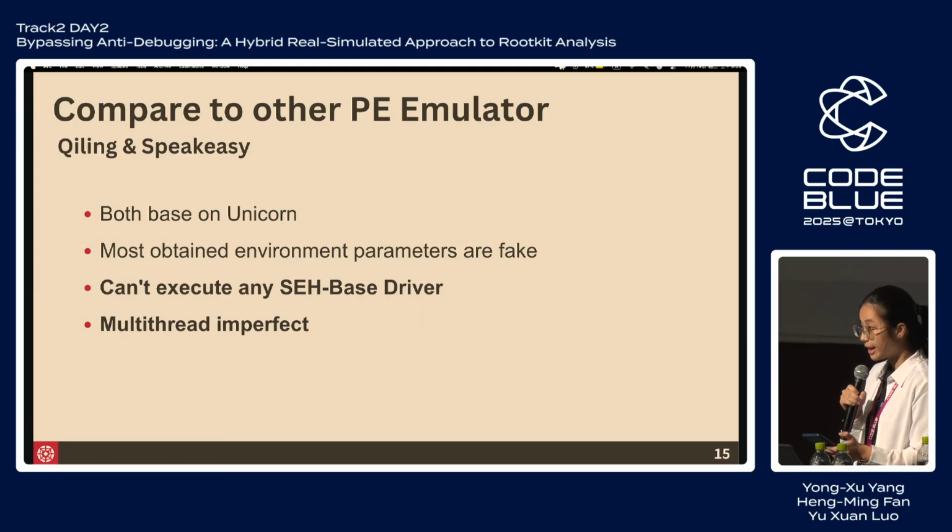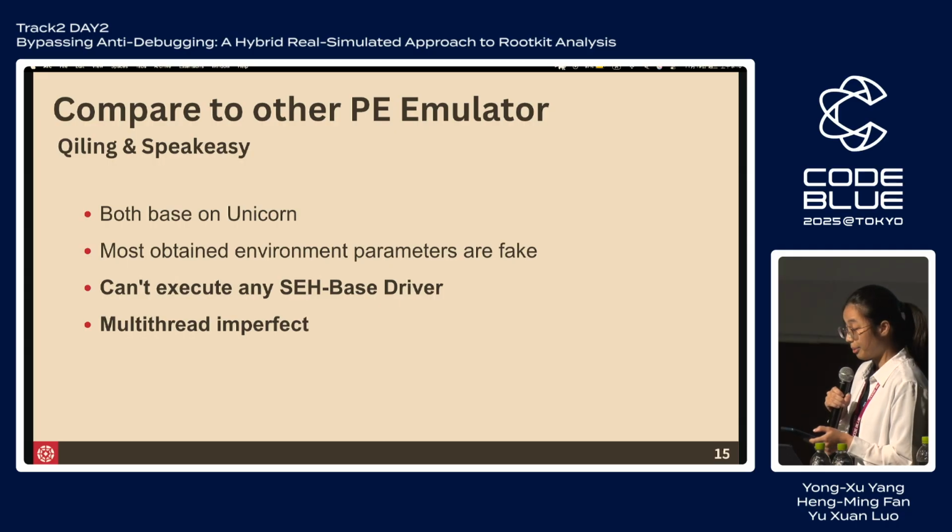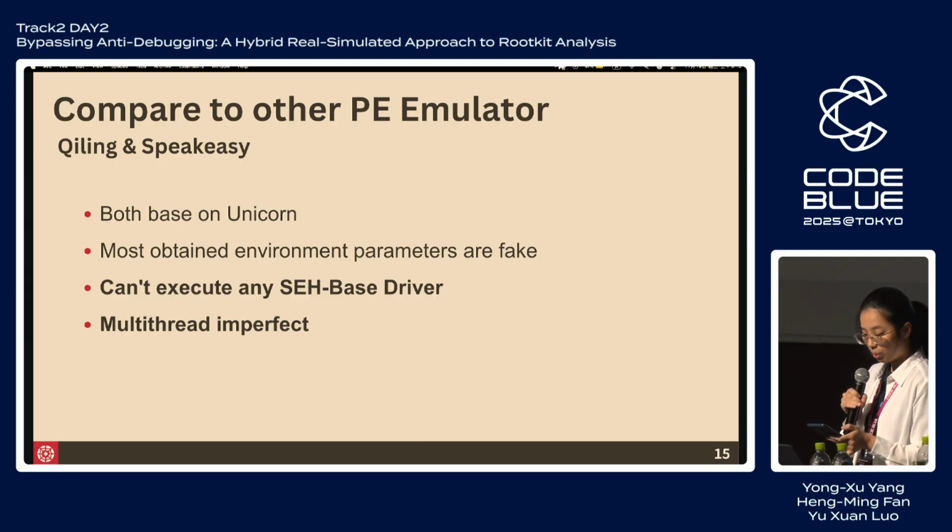Comparing SpeakEasy and Qiling, we can find that, firstly, both of them are based on Unicorn. Secondly, both of them rely on simulated environmental parameters, which are often fabricated. Thirdly, both of them fail to support structured exception handling-based drivers. Lastly, both of them lack the capability of multithreading. Here, there are two keywords: structured exception handling and multithreading. Before discussing the last PE emulator, I need to explain why structured exception handling and multithreading are important.